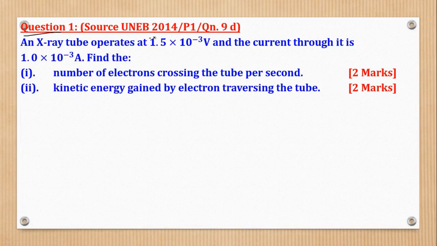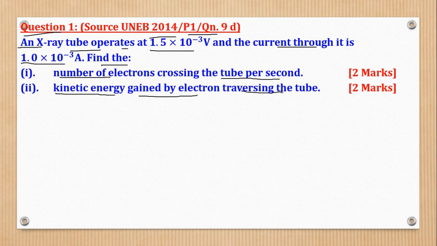So question 1 came from UNEB 2014 paper 1 question 9D, and it says an X-ray tube operates at 1.5 × 10^-3 volt and the current through it is 1 × 10^-3 ampere. Find (i) the number of electrons crossing the tube per second. That means they want N over t. Then (ii) the kinetic energy gained by the electron traversing the tube.